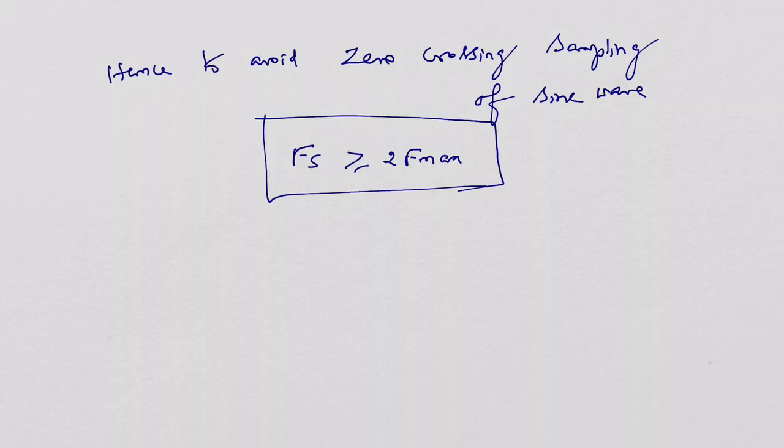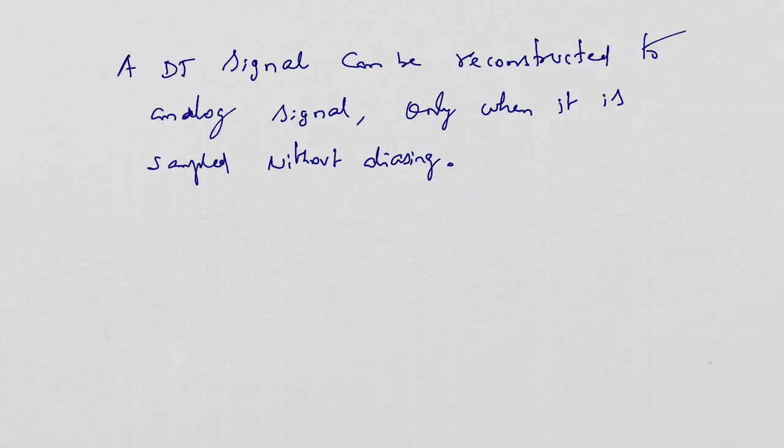Okay. A discrete time signal can be reconstructed to an analog signal only if it is sampled without aliasing. This is called a perfect sampling process.